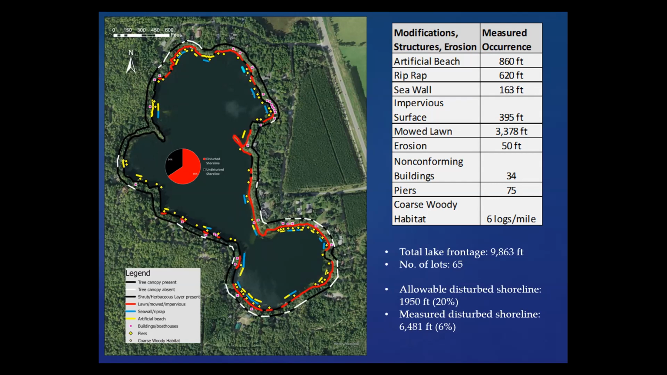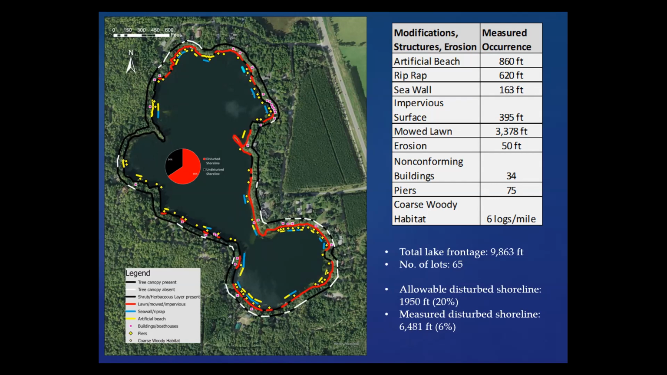So we observed 860 feet of artificial beach, for example, 620 feet of riprap, almost 400 feet of impervious surface. There was over 3,000 feet of mowed lawn. Again, this is all within that 35 feet of the water's edge is what's being assessed here. A little bit of erosion, non-conforming buildings. So those are buildings within that 35 feet that are non-conforming, and those are grandfathered in. That's not something that's typically allowed anymore. Counted 75 piers on the lake the day of the survey.